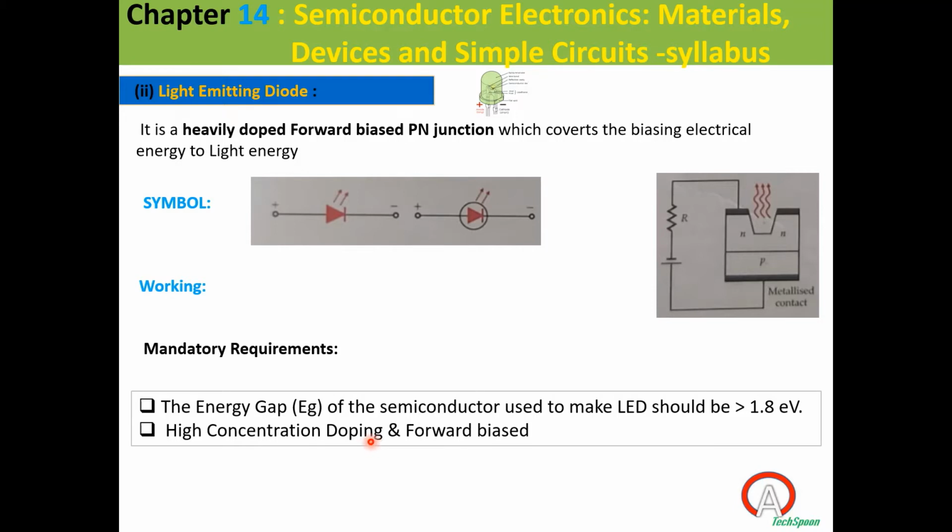Why do we require that many free electrons and free holes in the case of an LED? That I will explain. So these are the two conditions, right? Is it clear? What is this 1.8 electron volt and what is this high concentration doping? Forward bias, you know. So these are the conditions. Any doubt on this? No. Okay.